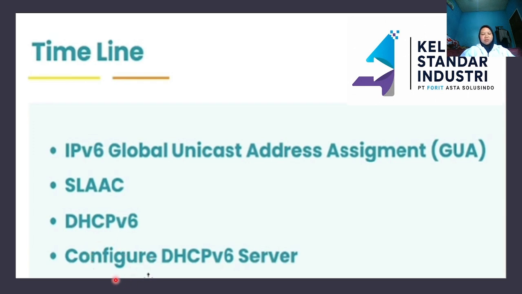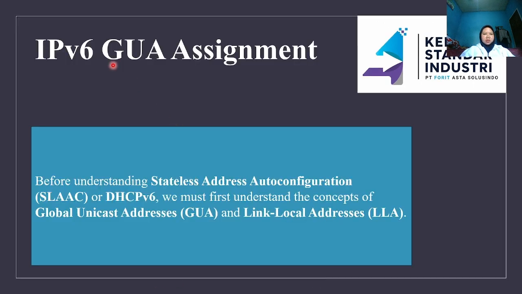Actually, DHCP version 6 is similar to DHCP version 4. So, there are not many differences, only the version number and some of the configuration are different. Finally, there is the DHCP version 6 server configuration. Next, here we have IP version 6 GUA assignment. Before understanding stateless address auto configuration, SLAAC or DHCP version 6, we must first understand the concept of global unicast addresses, GUA, and link local addresses, LLA.